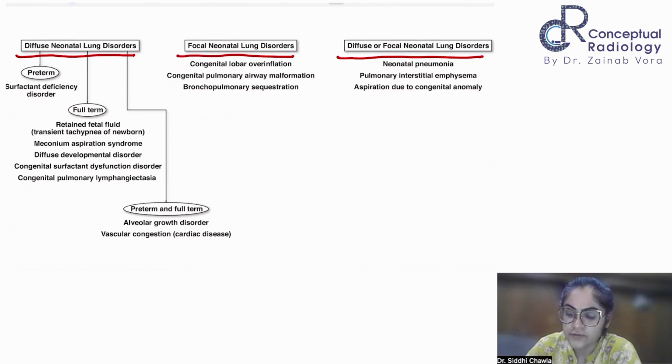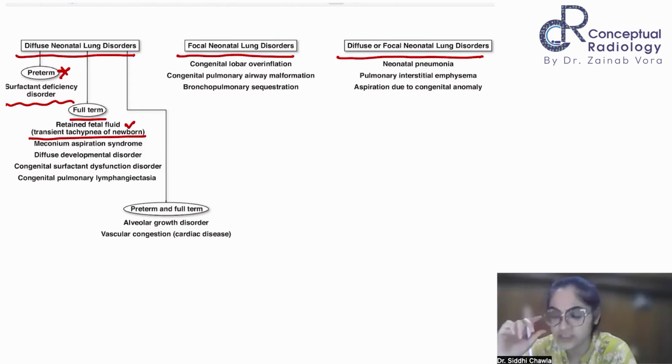Among the diffuse neonatal lung disorders, we first have to see what is the age of the patient that we are dealing with. If we are dealing with a preterm, then surfactant deficiency disorder is one of the foremost causes of respiratory distress. If it is a full term, then retained fetal fluid, also called transient tachypnea of the newborn, is one of the most common causes for which the patient can have respiratory distress.